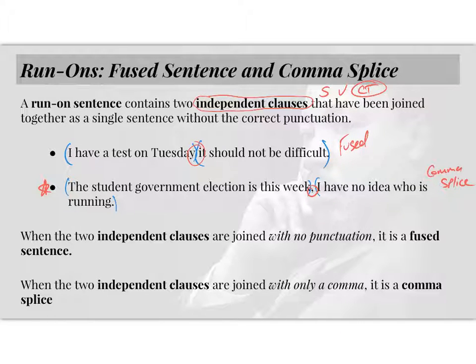So when two independent clauses are joined with no punctuation, it's a fused sentence. That's our example up here. There's no punctuation here in the middle. When two independent clauses are joined with only a comma, it's a comma splice. That's this example right here. And again, this is the one I see most often. Two independent clauses with just a comma.